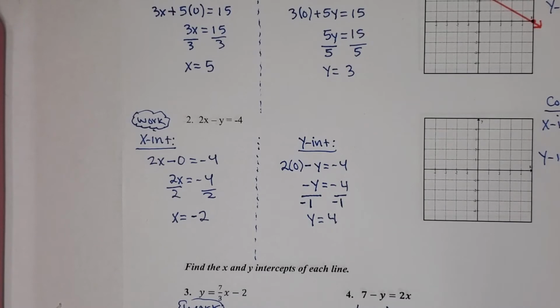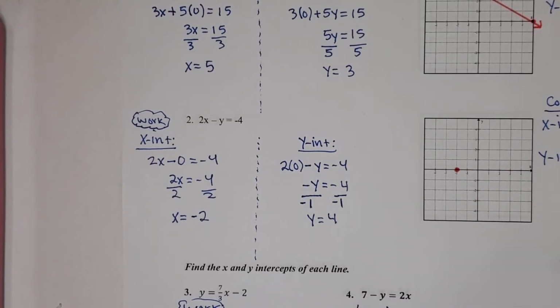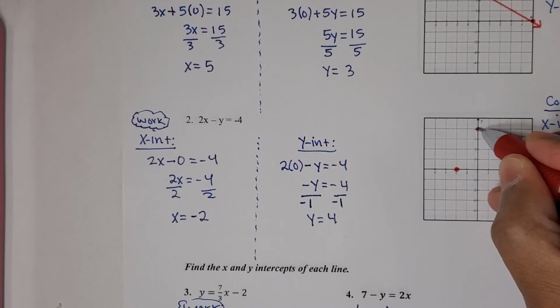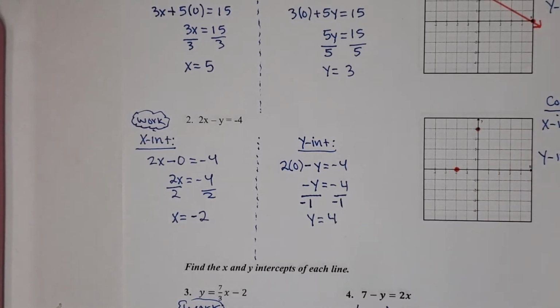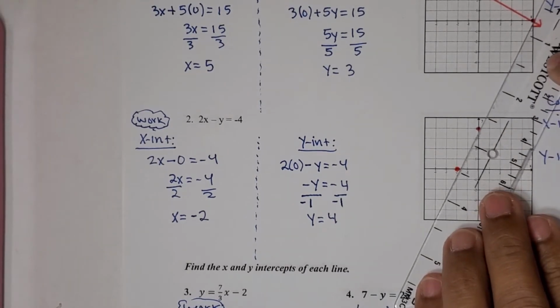So -2, 0. So this is -2 and 0. That's the x-intercept. The y-intercept is 0, 4. So 0, x is 0 here. 1, 2, 3, and 4. And now I'm ready to sketch the line. Okay, so I'm going to connect those 2 points.